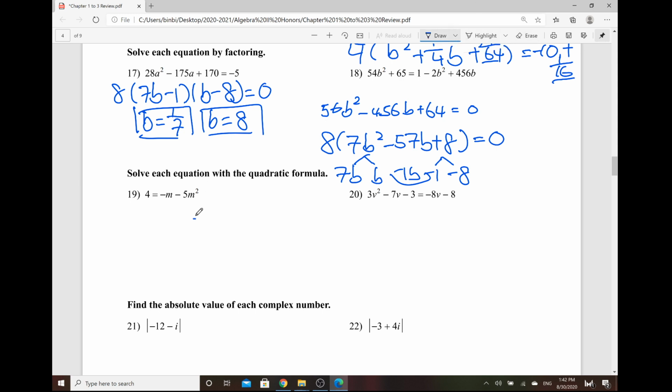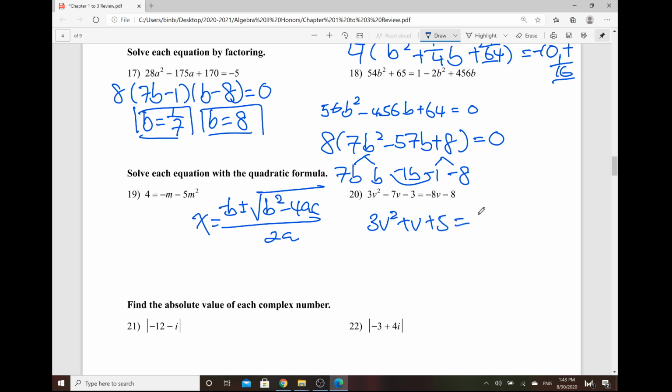The quadratic formula is written as x equals negative b plus or minus the square root of b squared minus 4ac, all over 2a. Before you do that, you want to convert it to the standard form. So 3v squared, negative 7v plus 8v, that means we do have 1v. And then negative 3 plus 8, so we do have plus 5 equals 0. Then identify the values: a is 3, b is 1, and c is 5. Then all you need to do is plug that into the formula.